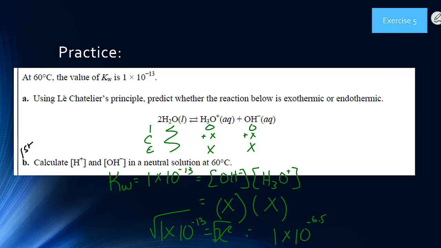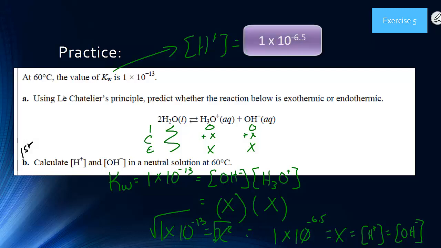Now true, that is not a good answer, but it does allow me to look at this first question. Is this an endo or exothermic reaction? At 60 degrees, we found that the concentration of hydrogen ions was 1 times 10 to the negative 6.5. At standard conditions, at 25 degrees, the concentration of hydrogen ions, I just said, was 1 times 10 to the negative 7th.